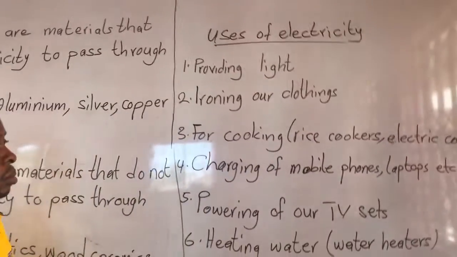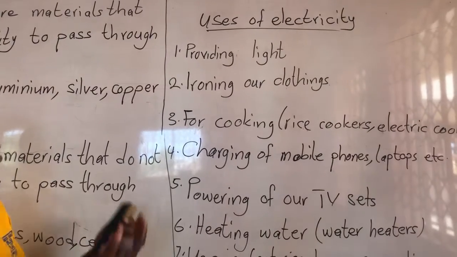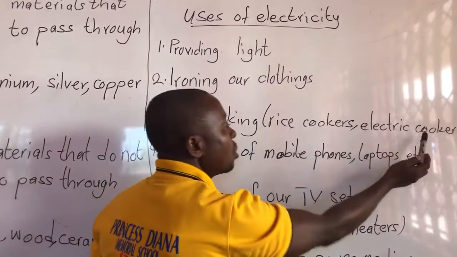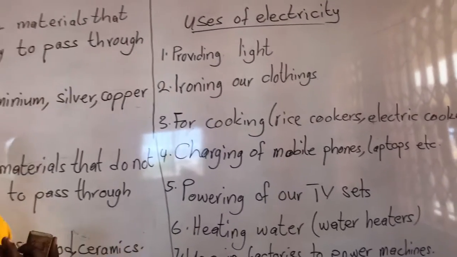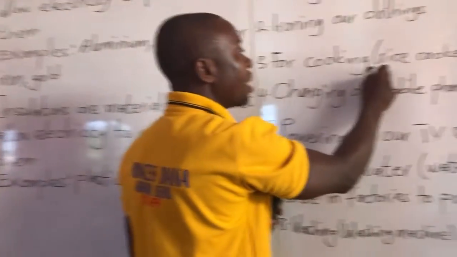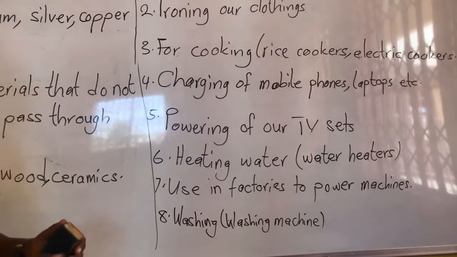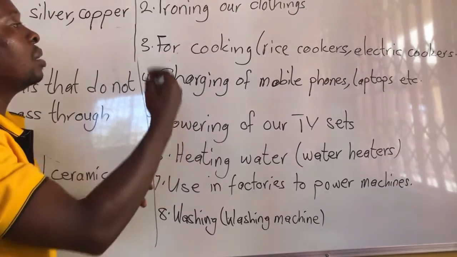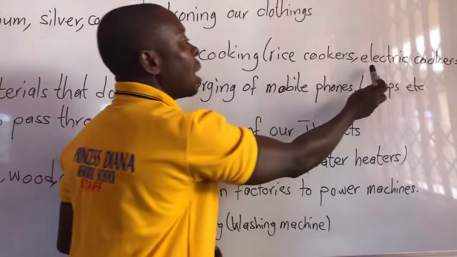Ironing our clothes. Then we also have cooking. Somebody may ask, how do we use electricity to cook? You see, our rice cookers at home, then electric cookers too, they all use electricity to cook our food for us in the home. So when we plug the rice cooker into the socket and we put the socket on, the rice cooker will get electrical energy from the electricity, and that will help the rice cooker to cook our food for us. That is the same thing applied to what?